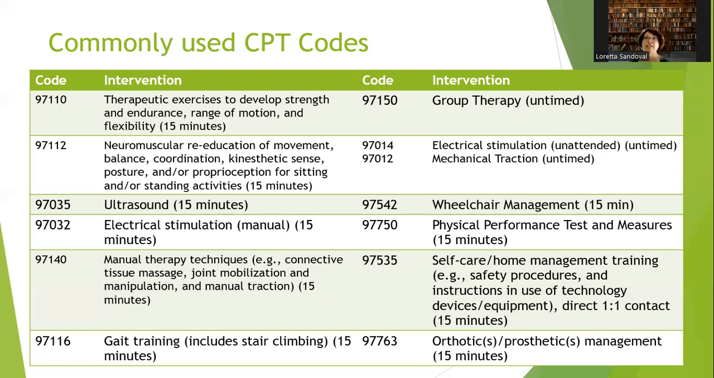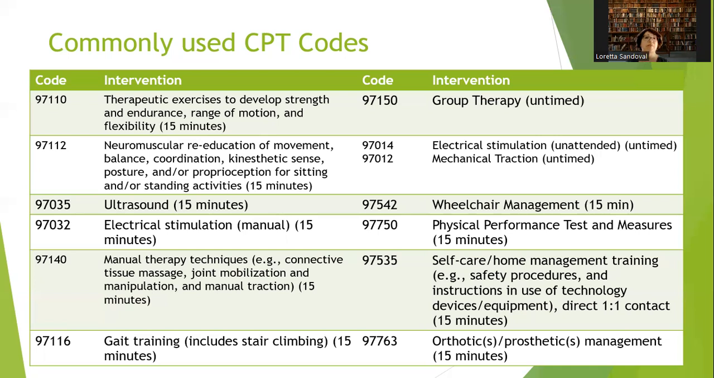Electrical stimulation. There are two, group therapy is untimed, and there are two modalities treatment that are untimed. If you put electrodes on someone, give them a bell, and walk out of the room, that's unattended electrical stim, and that is an untimed charge. So it doesn't matter if they're there for 10 minutes or an hour, you charge 1 unit. Mechanical traction is another one that's untimed. So that's just the way it is. That's the way it's defined by the AMA.